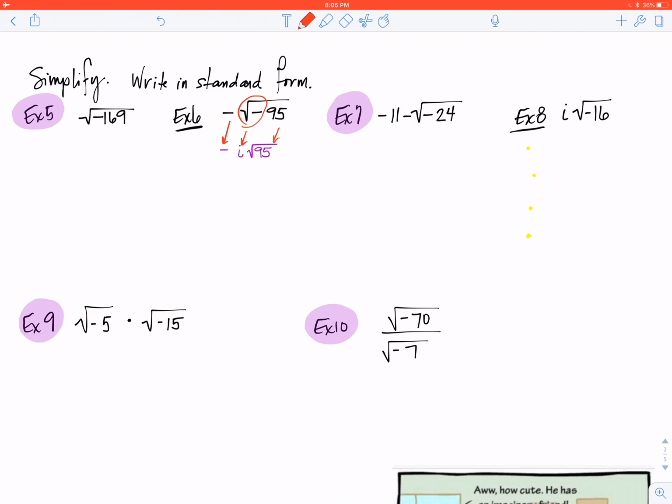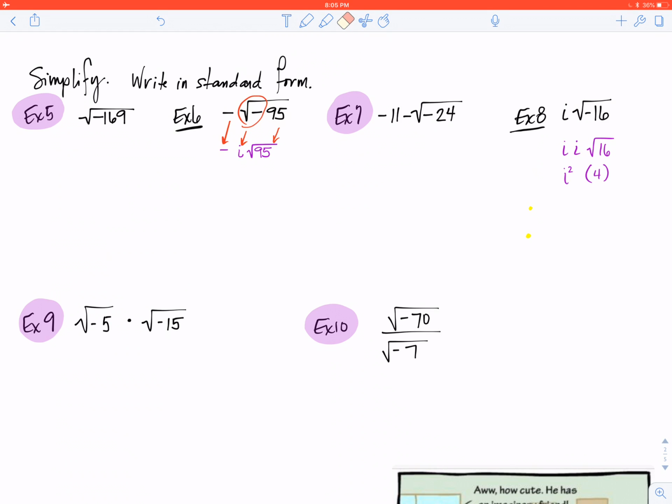Now let's jump over to example number 8. First of all, take care of your negatives first. So we see that the square root of a negative is going to be i. So that's going to be the original i that was already there times another i times the square root of 16. An i times an i is simply going to be an i squared. And the square root of 16 we know is 4.